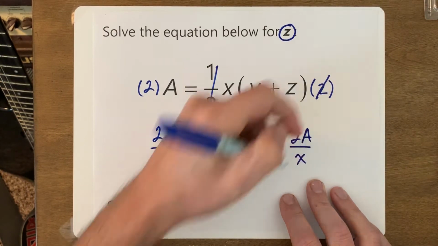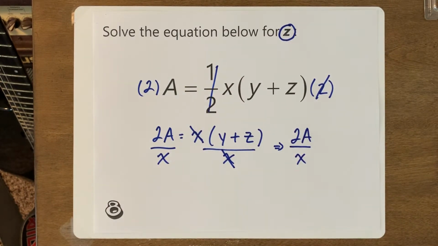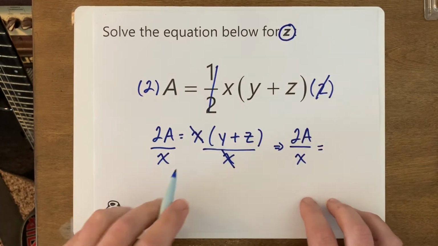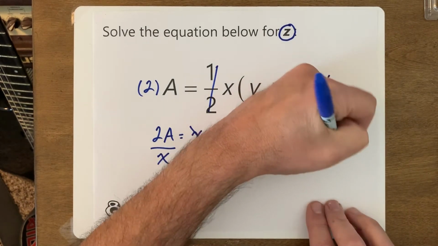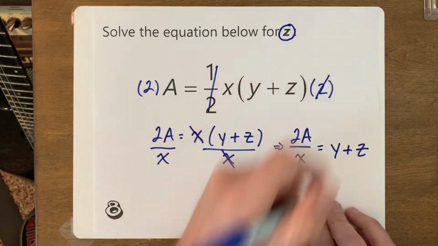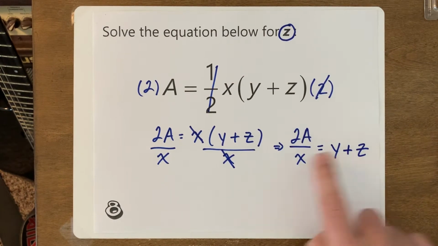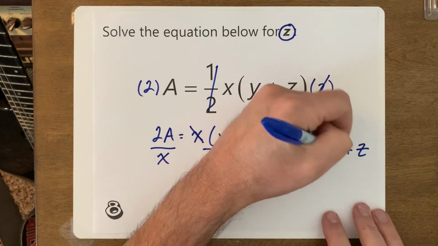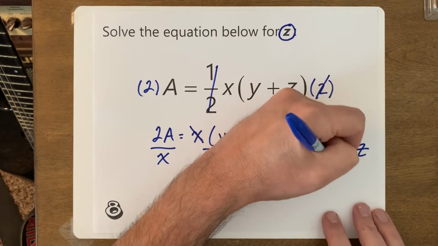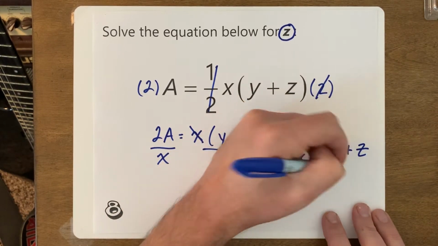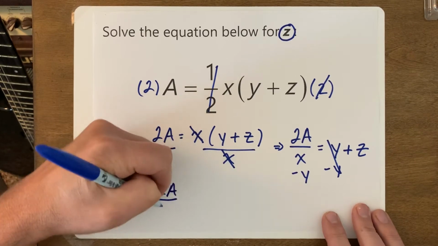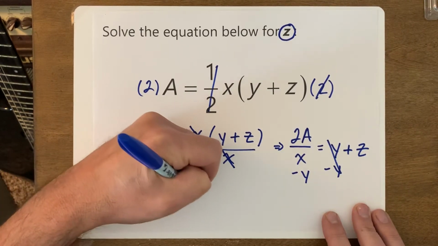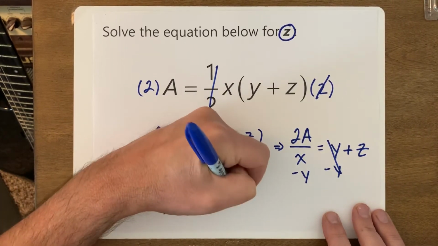and you can watch this video several times and stop it and pause it, if I'm going too fast, is equal to, the x is gone, parentheses now go away, y plus z, and now all I have to do is move the y over. And since it's a plus y, a positive y, I need to subtract it on both sides. So now my final answer would be 2a over x minus y equals z.